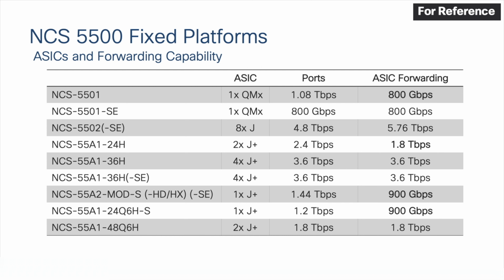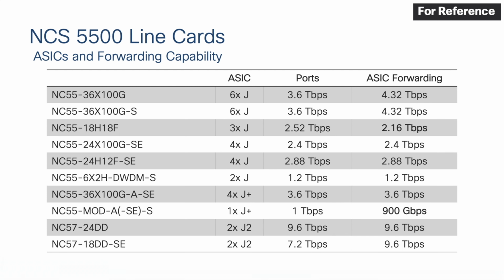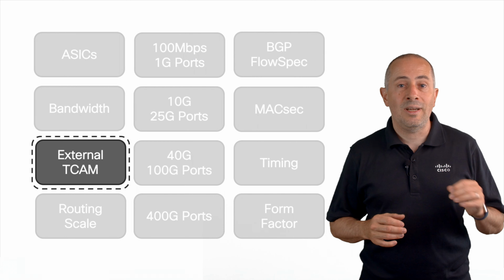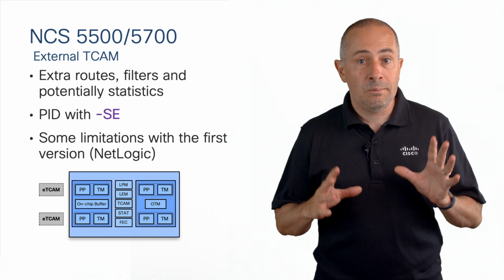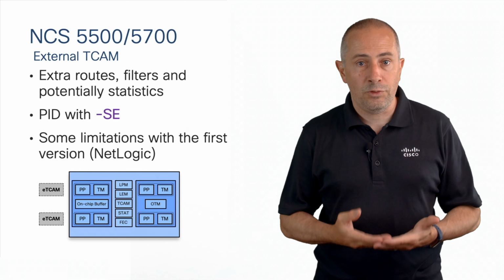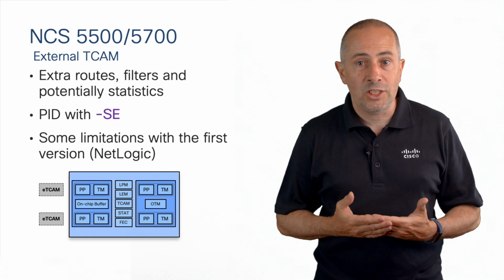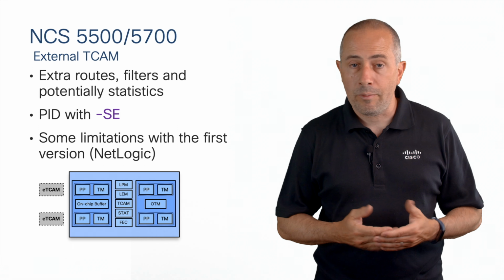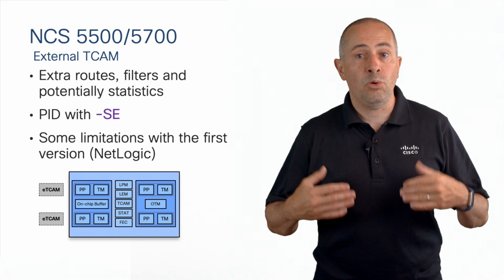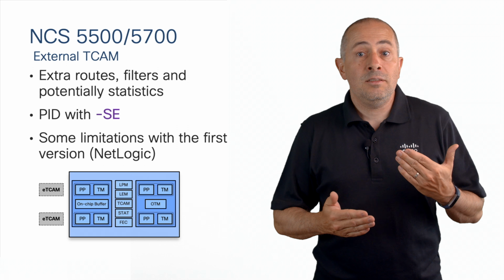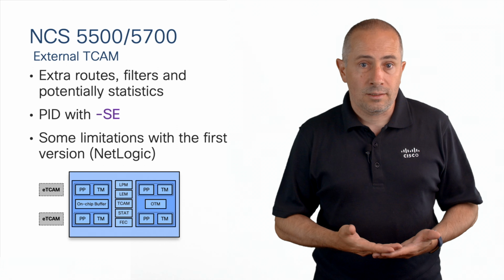For your reference, this chart is summarizing the ASIC type, the bandwidth available, and the potential oversubscription for each fixed platform, and also line cards. Let's take another perspective to classify the systems, the presence of eTCAM to extend the scale. This memory should not be confused with the packet buffers. We only store information, data, in this eTCAM, not packets. They can be used for route scale extension to store access list info, and in the latest generation for statistics.